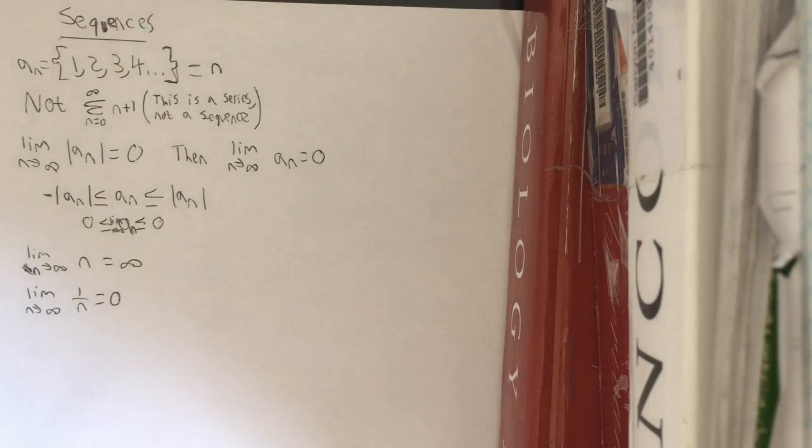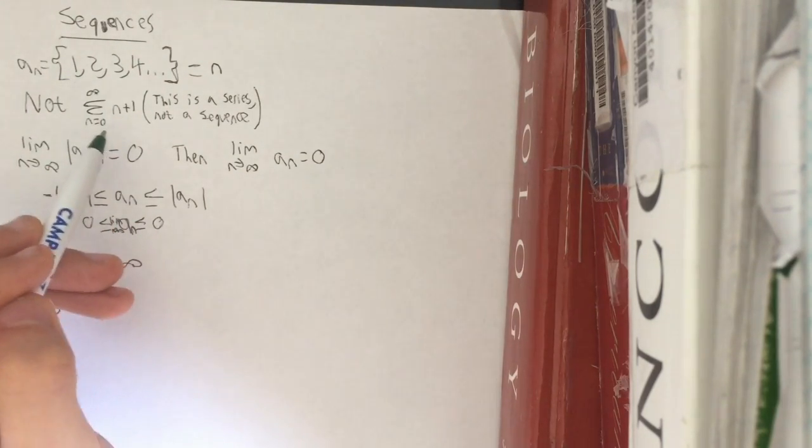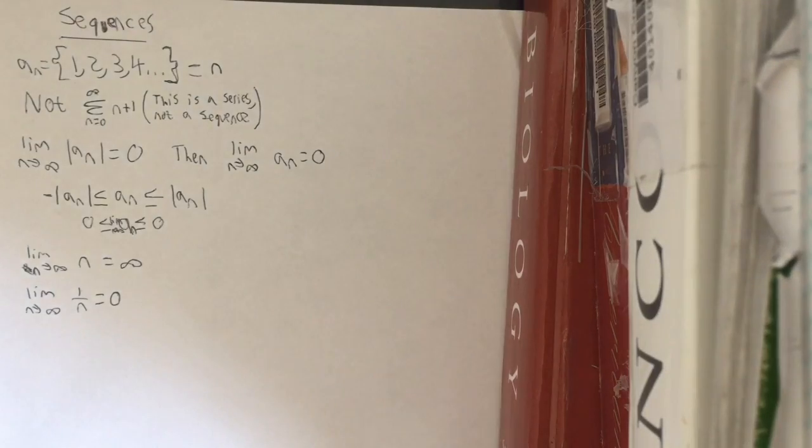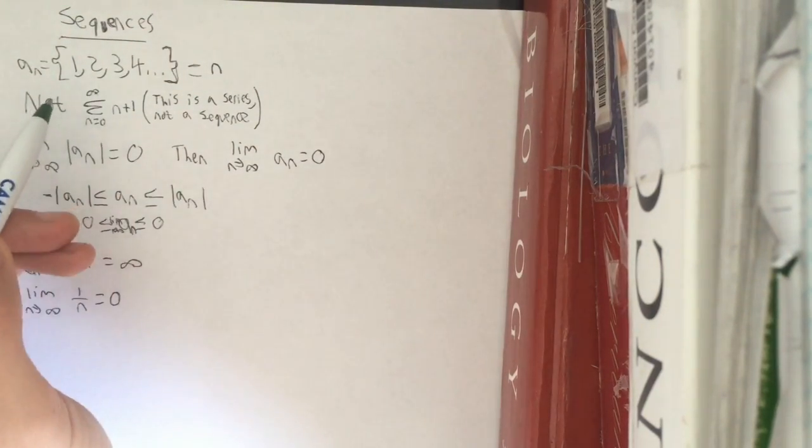Now, an important thing to note that students often make this mistake is that a sequence is not a series. This summation thing, that is a series. A series is a sum of a sequence. The sequence itself is this list of numbers, so don't make that mistake.